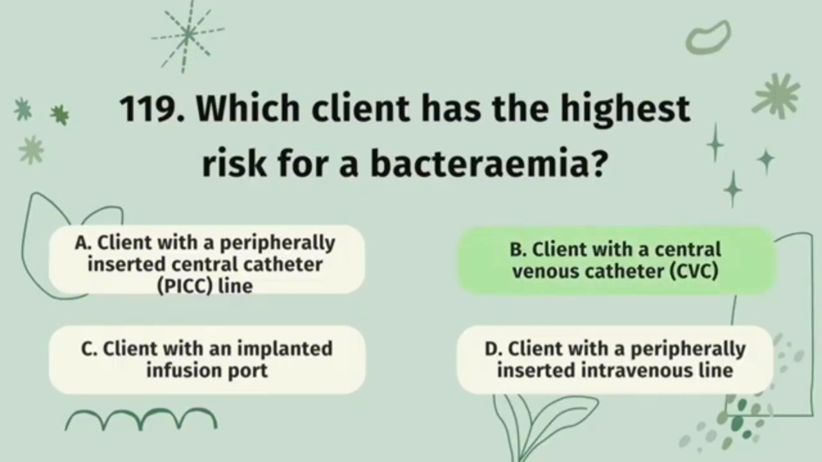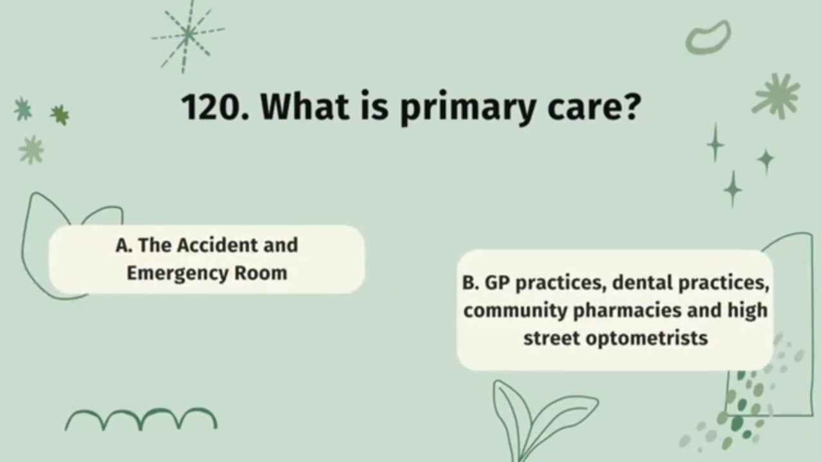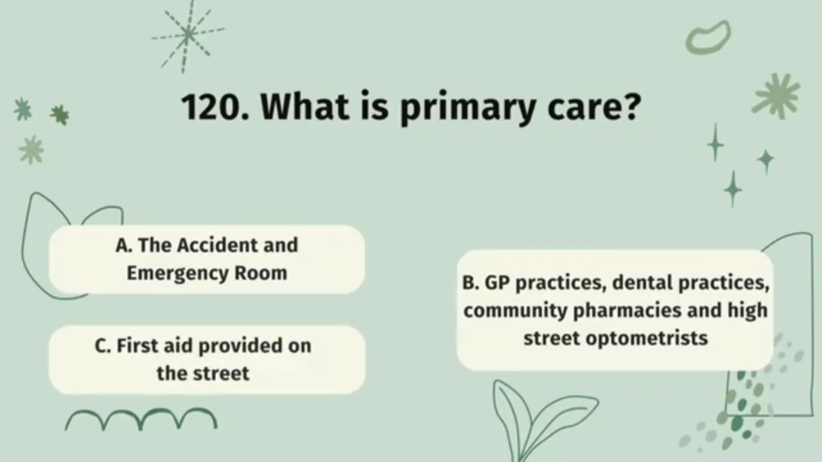The correct answer is B. Question 120. What is primary care? Option A. The accident and emergency room. Option B. GP practices, dental practices, community pharmacies, and high street optometrists. Option C. First aid provided on the street. The correct answer is B.